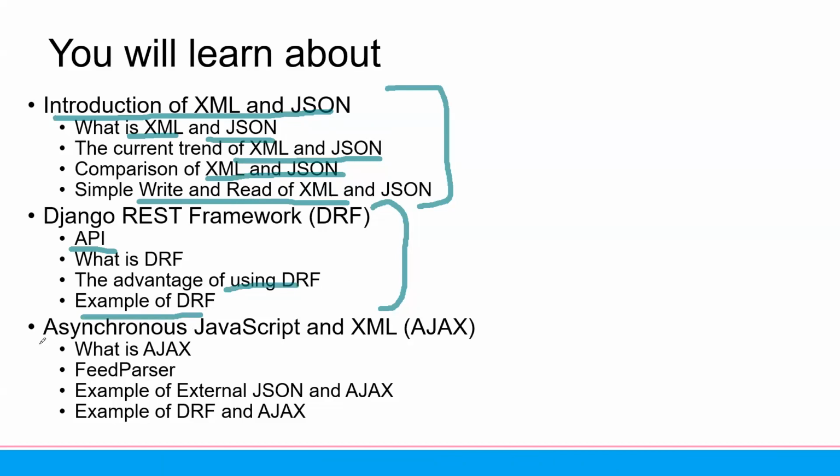And we are going to learn about Ajax, asynchronous JavaScript and XML. So nowadays there are many web technologies that use Ajax, but of course it's already an advanced technology. So we are going to learn about the basic one. What is Ajax, and then what is the feedparser? There's one library that we can use for the connection of Ajax and XML. And we are going to learn about JSON and Ajax, and we are going to learn about DRF and Ajax.